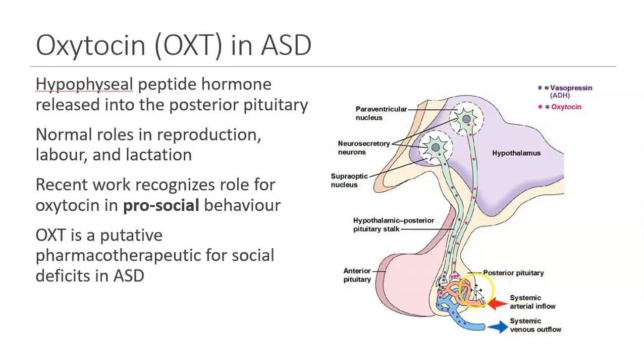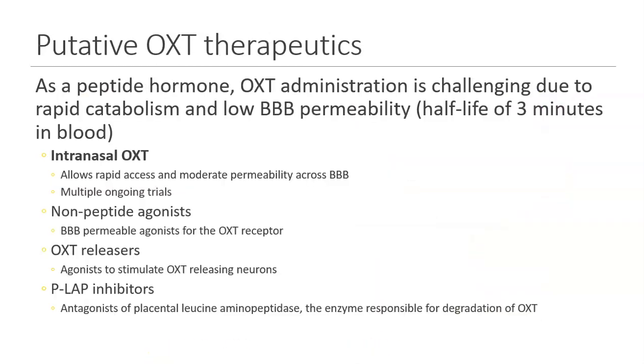In other words, if we give more oxytocin to patients and we can get it up here into the hypothalamus via the posterior pituitary gland, then perhaps we can help with some of these social deficits in ASD. Okay? So, there have been some therapeutics developed so far that focus on the putative oxytocin.